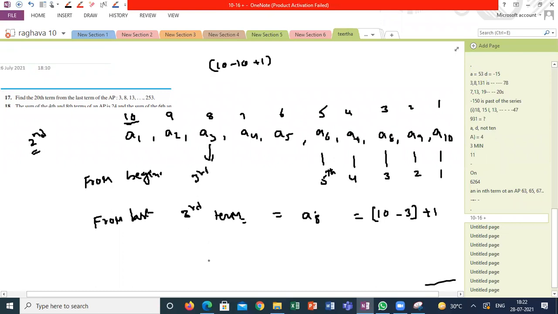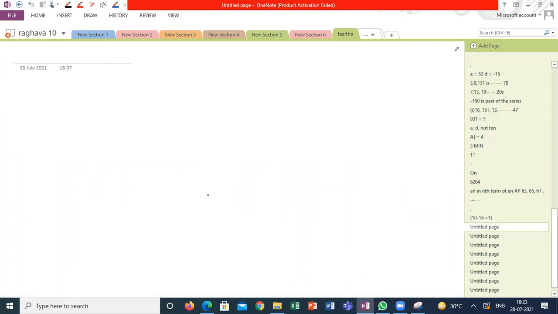How can I write it? Total number of terms minus which term you have to calculate plus 1. That is n minus n plus 1. Is it clear, guys, how to write? So if I want to solve this question, first I have to calculate. Sir, can you explain once more? Yeah, here I will explain.